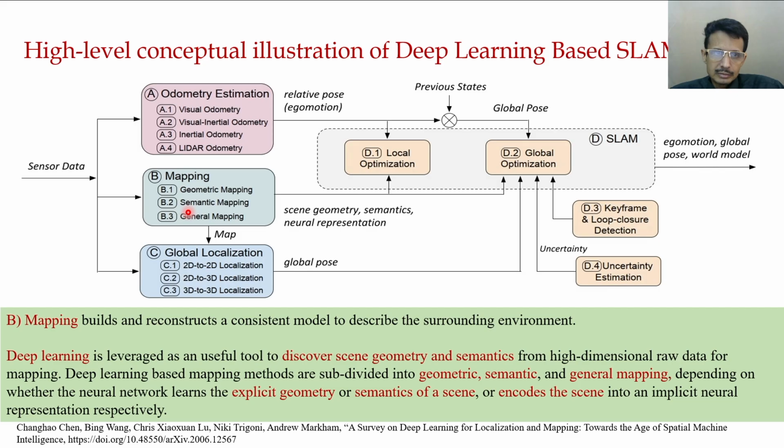Now second is mapping. There is geometric mapping, semantic mapping, or general mapping. Mapping builds and reconstructs a consistent model to describe the surrounding environment, and deep learning is leveraged as a useful tool to discover scene geometry and semantics from high-dimensional raw data for mapping. Deep learning based methods are subdivided into geometric, semantic, or general mapping, depending on whether the neural network learns to exploit the explicit geometry or semantics of the scene, or encodes the scene into an implicit neural representation, respectively.